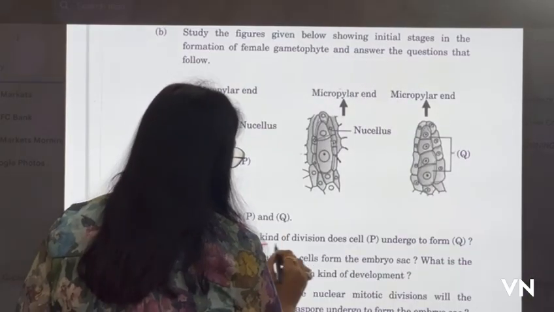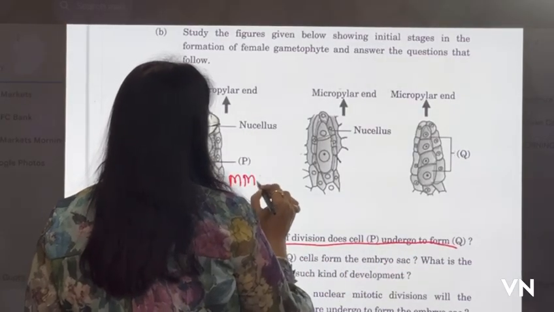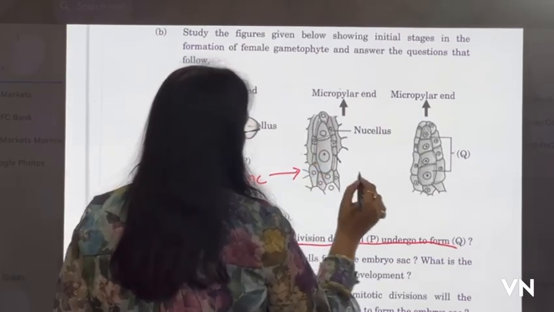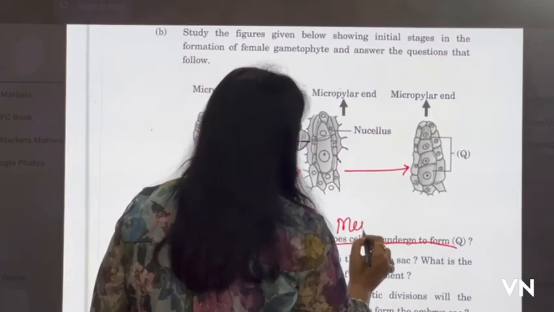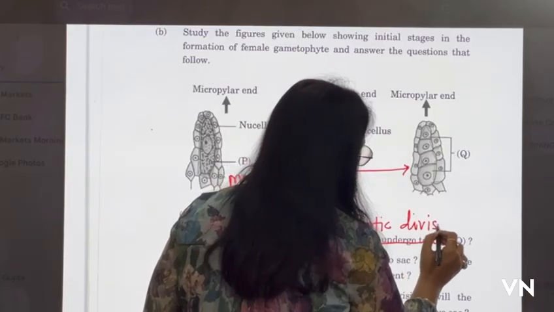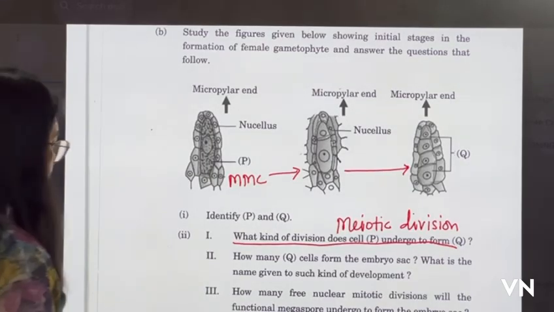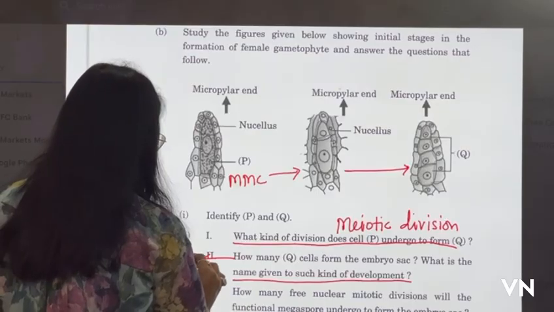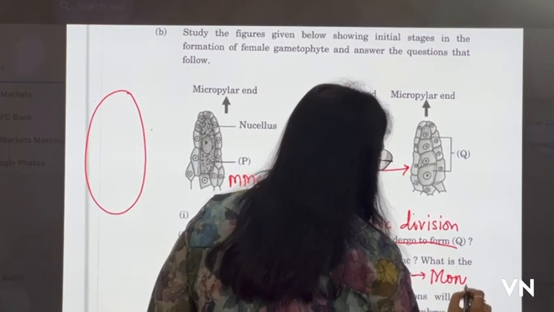What kind of division does cell P undergo to form the tetrad? Cell P is the megaspore mother cell. So this is first meiotic division and this is second meiotic division. So meiotic division. How many cells form the embryo sac, and what is the name given to such development? One, and this is called monosporic development.